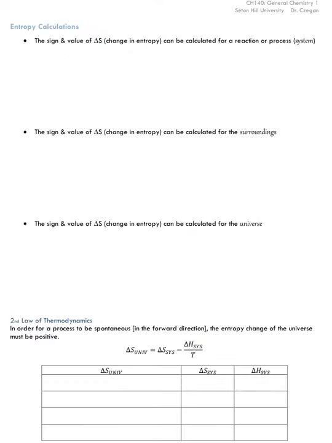Although we can predict the sign of delta S for some processes, there are a lot of reactions and processes we cannot predict the change in delta S for, and so we need to calculate it. When we calculate it, we can determine both the sign, whether it'll be positive or negative, as well as the value. To do this, we're going to use those standard values from Appendix 4.